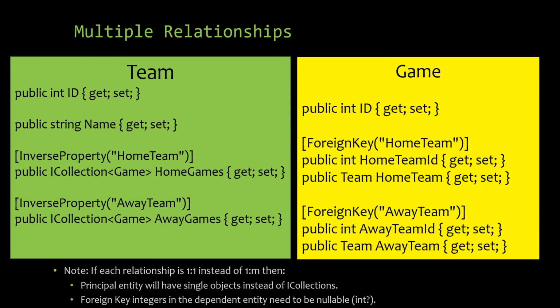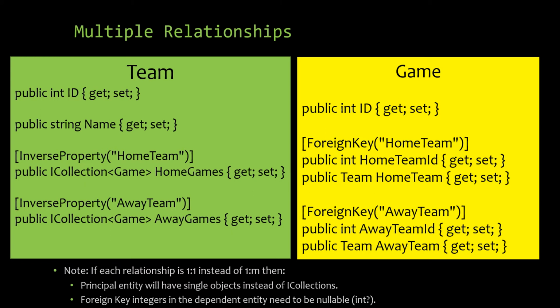So here they are. The principal team relates to game in two different ways, right? So what we have inside team is an ICollection of game objects called HomeGames, as well as an ICollection of game objects we'll call AwayGames, right? So you can see how that will work in our LINQ queries. Now the dependent entity game, it will have its own integer identity primary key, but for the two foreign keys then, it has two different public team objects, a HomeTeam and an AwayTeam.